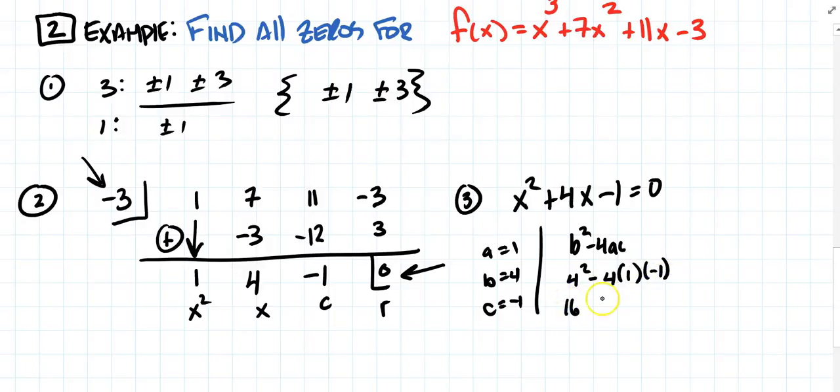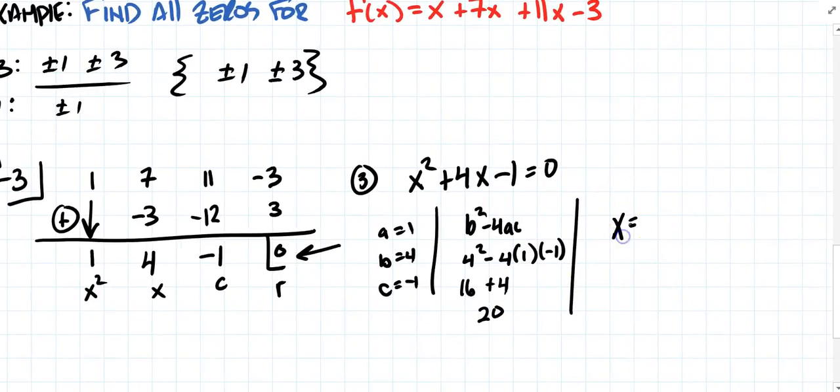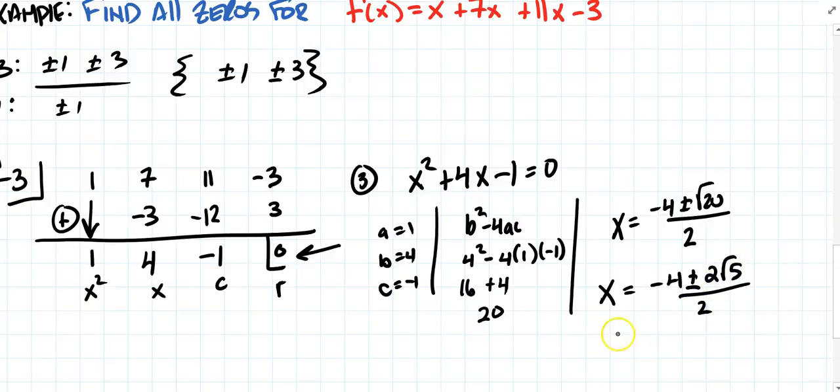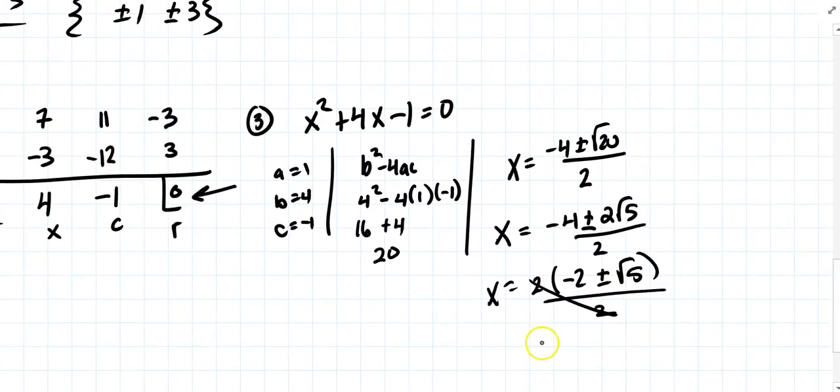4 squared is 16. And then -4 times 1 times -1 is a positive 4, so I'm getting a value of 20 out of here. So therefore, x is going to be -4 plus or minus the square root of 20, all divided by 2. This breaks down to -4 plus or minus 2 rad 5 over 2. Factor out a 2 from the top, leaving you with -2 plus or minus the square root of 5, all divided by 2. Your 2's cancel, and you are left with -2 plus or minus the square root of 5.